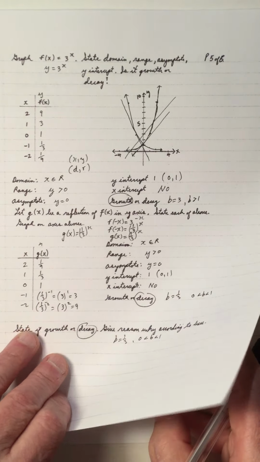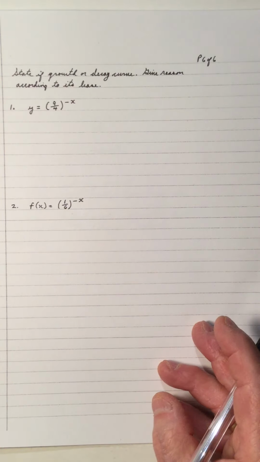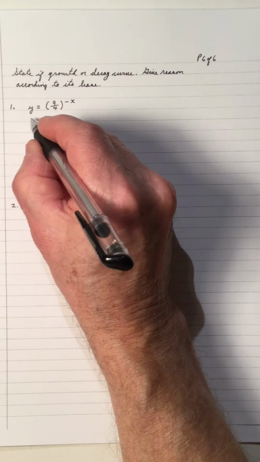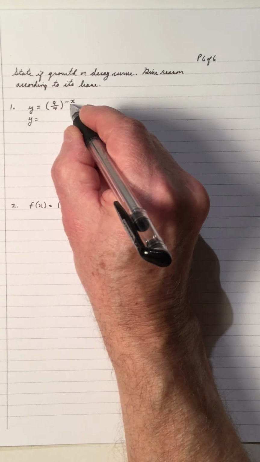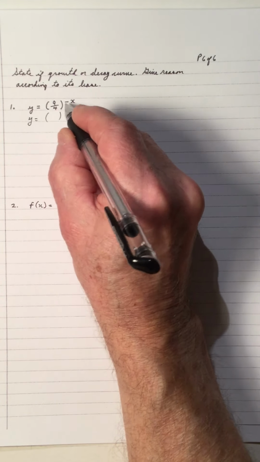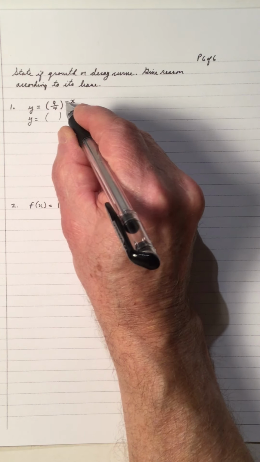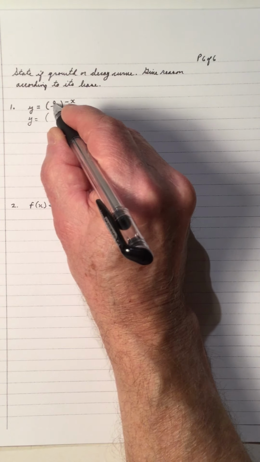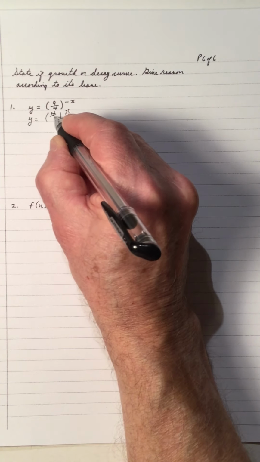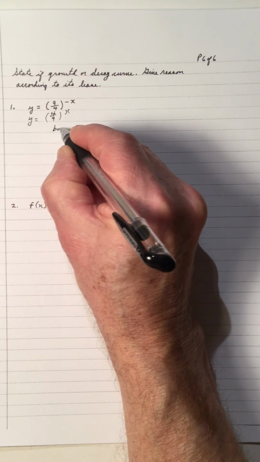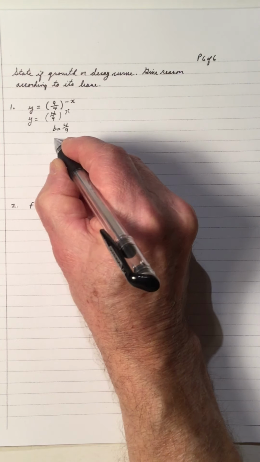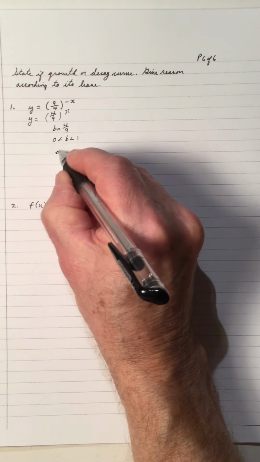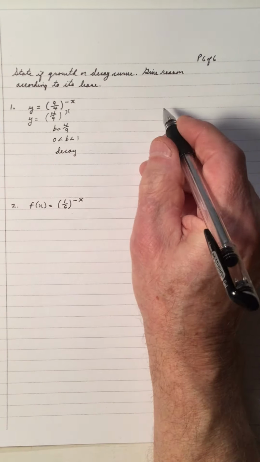Okay, let's continue. State if it's a growth or decay curve and give the reason according to its base. Well, we have a negative exponent. I like to remove the negative exponent. So if I make the negative x a positive x, removing the negative flips this fraction to 4/9. That means the base is 4/9. That means the base is between 0 and 1. That means that this is a decay curve.